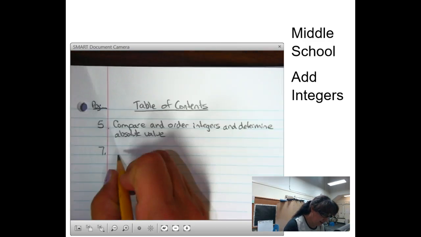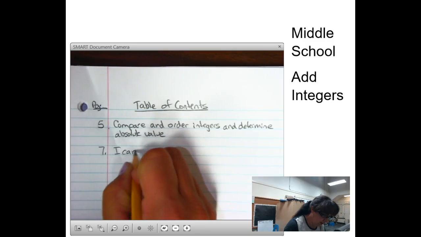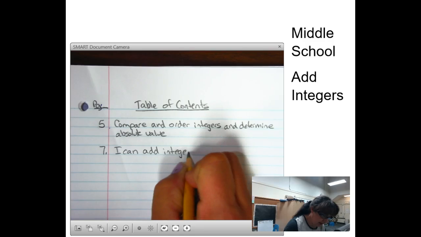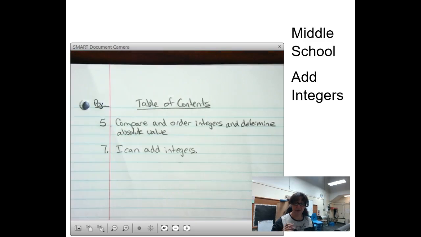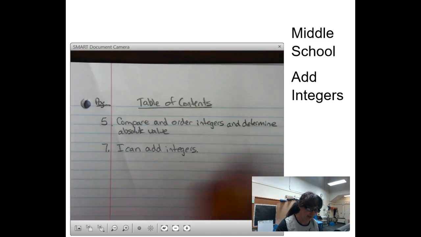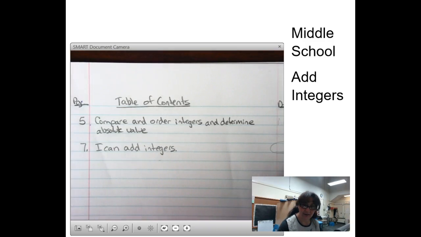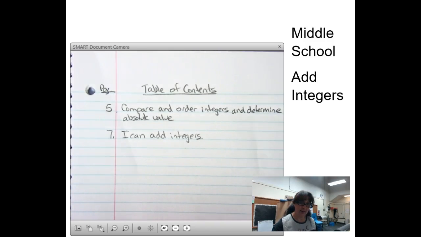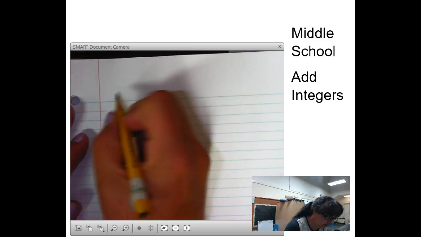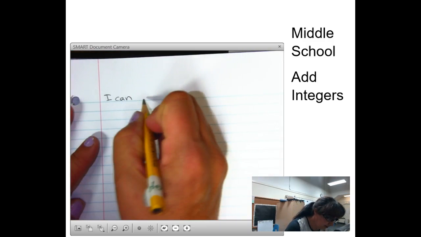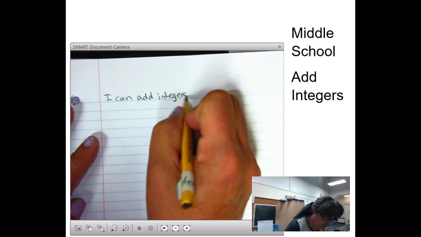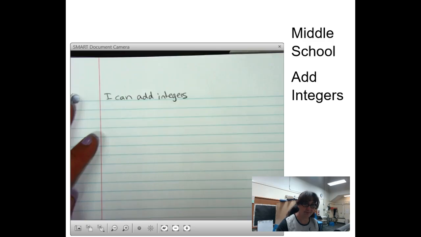We're going to write, I can add integers. And remember, integers were positive whole numbers, negative whole numbers, and 0. Okay? I can add integers and we're going to put the date right here. And then on page 7 in the center, I'm going to write, and you are too, I can add integers. Okay, I can add integers.